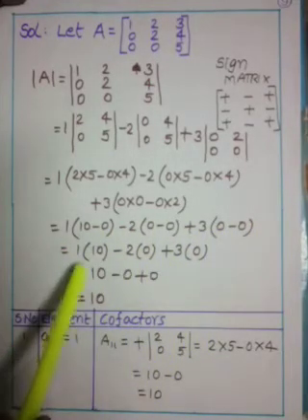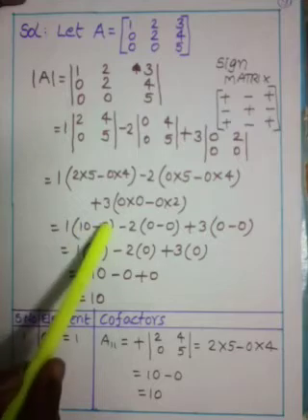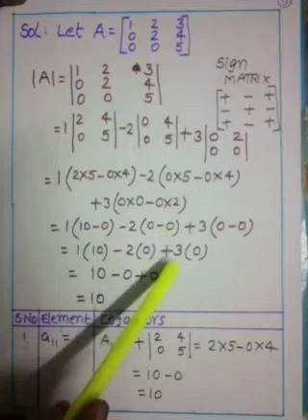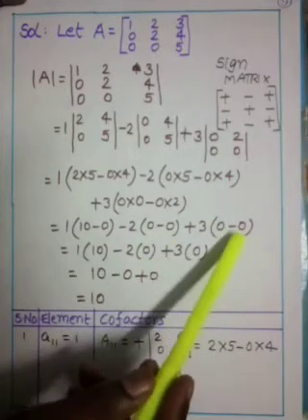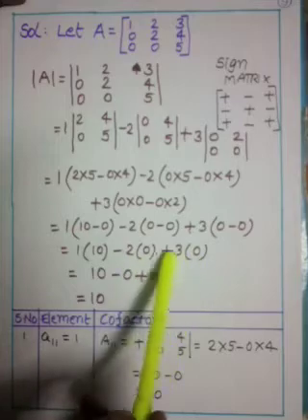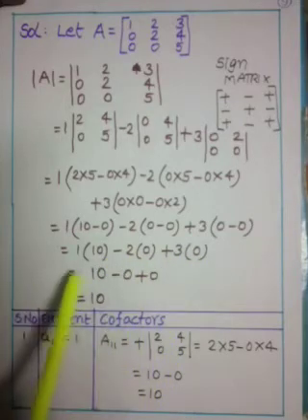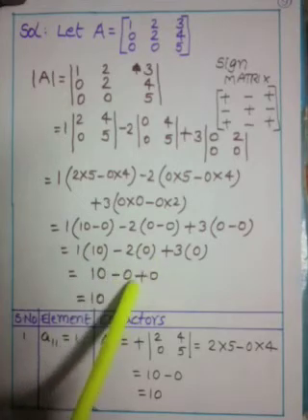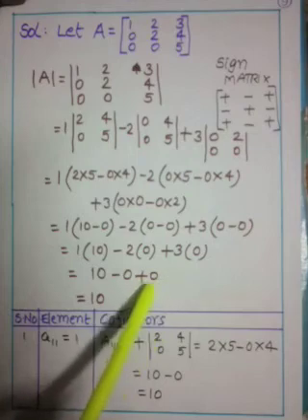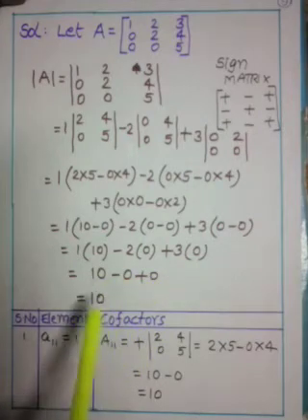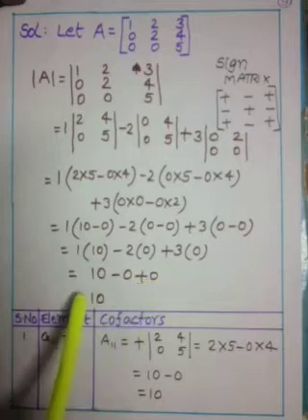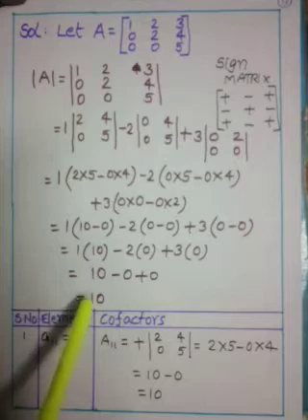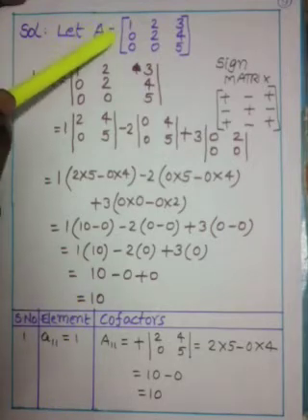Right. That is equal to 1 into, in the brackets, what will you get here? 10. Minus 2 into, in the brackets, what will you get? 0. Plus 3 into, in these brackets, what will you get? 0. Understood this step, my dear children? Right. That is equal to 1 into 10 minus 2 into 0 plus 3 into 0. Understood this step, my dear children? Right. By simplifying these three terms, what will you get here? 10. This is det A. We found det A.